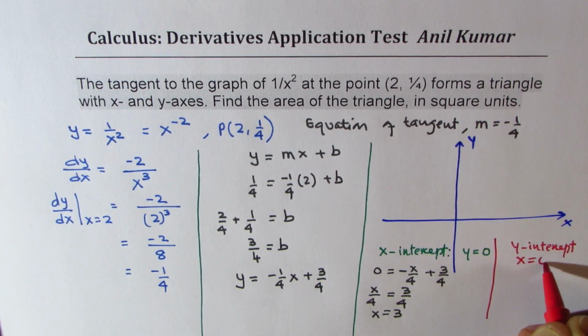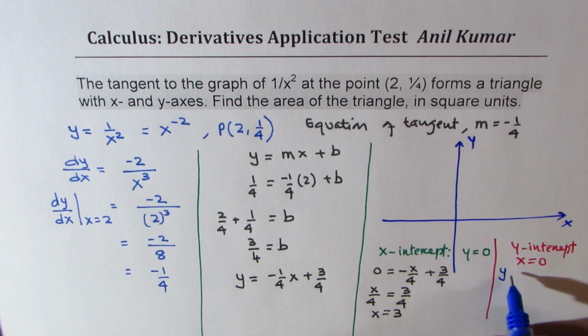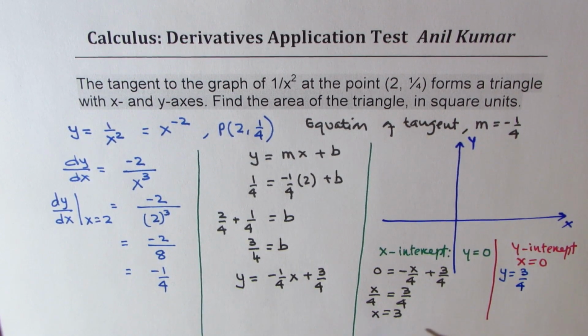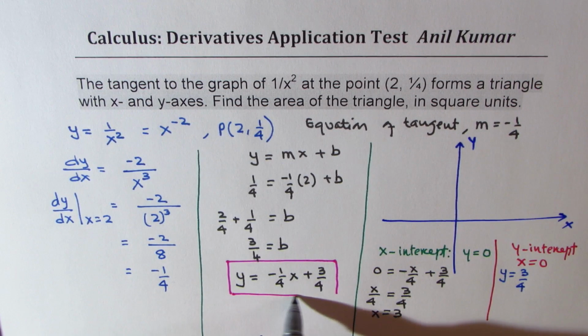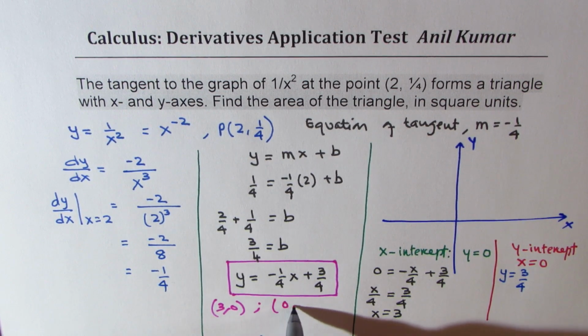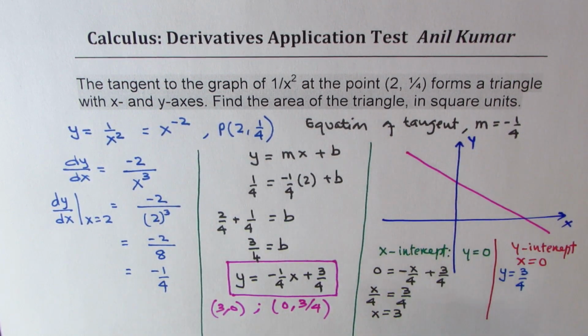Now let's find the y-intercept. That means x equals 0. So if I substitute x as 0 in this equation, what do I get? I get y equals 3 over 4. Correct? So x is 3, y is 3 over 4. The tangent line equation is right there, and it goes through these 2 points, which are (3, 0) and (0, 3 over 4). So it could be something like this, right?